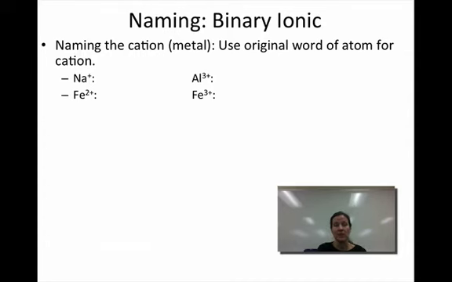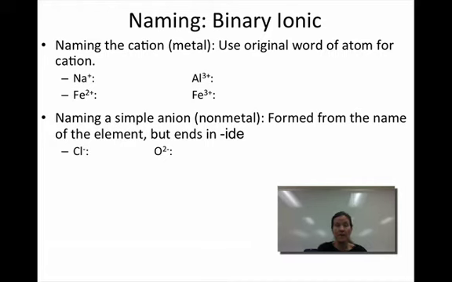So taking a look at this screen, we have the sodium, iron, aluminum, and another iron. We would name sodium simply sodium because it doesn't need a Roman numeral. We know its charge. That iron +2 we would name as iron 2. Aluminum would simply be aluminum, and then iron would be iron 3.